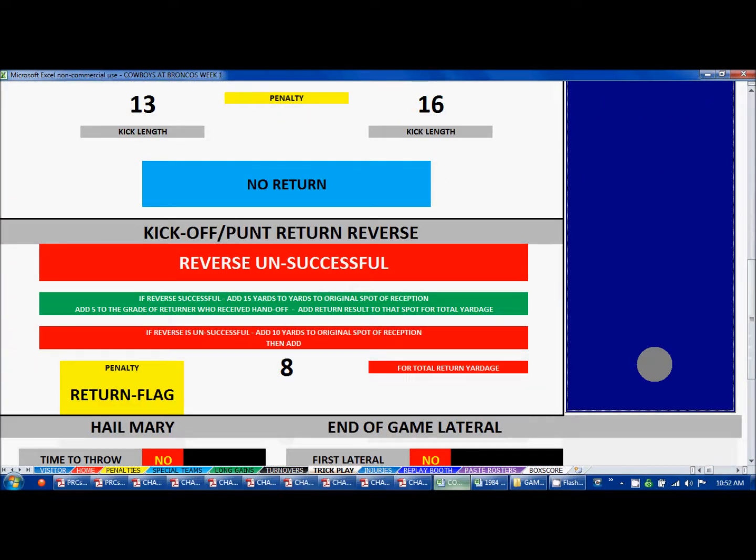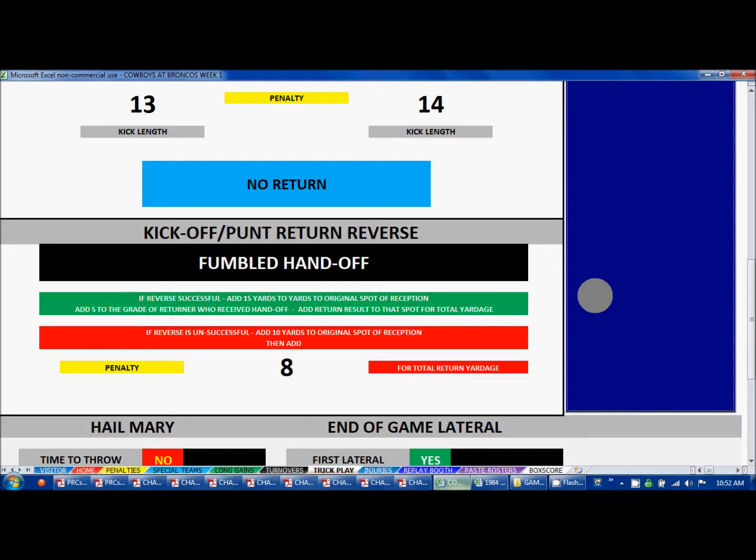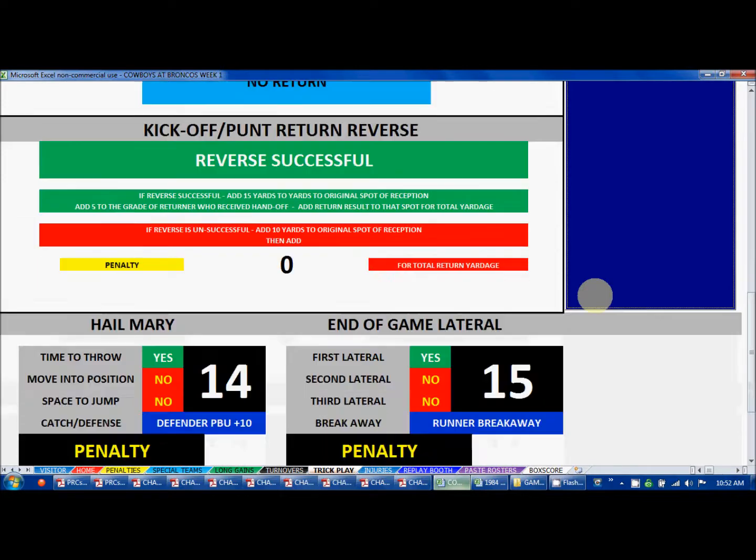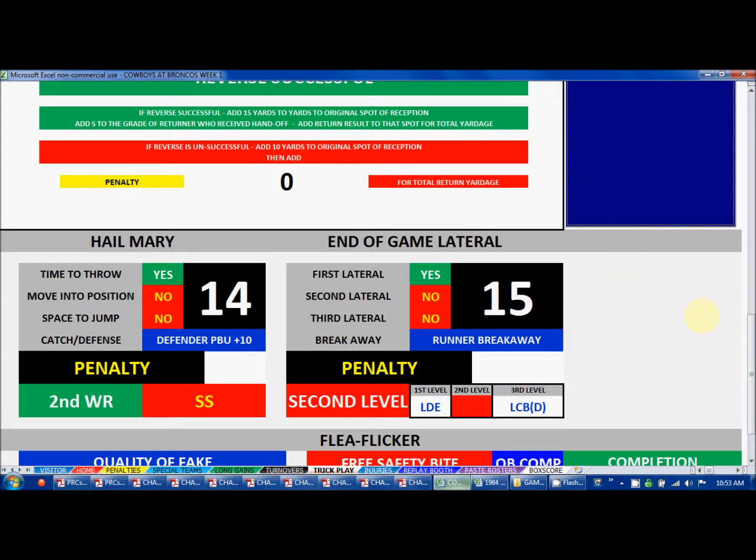The kickoff / punt return reverse. This tells you if it's successful or not and then what to do in each of those scenarios, whether it was successful or unsuccessful. All right, end of game scenarios.